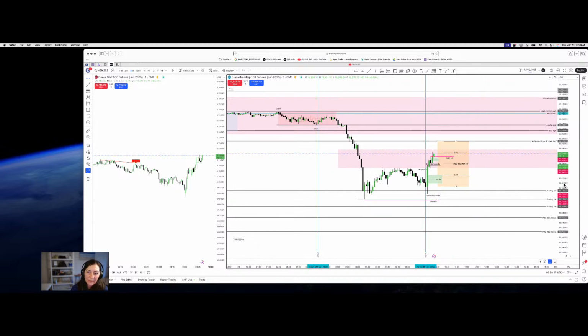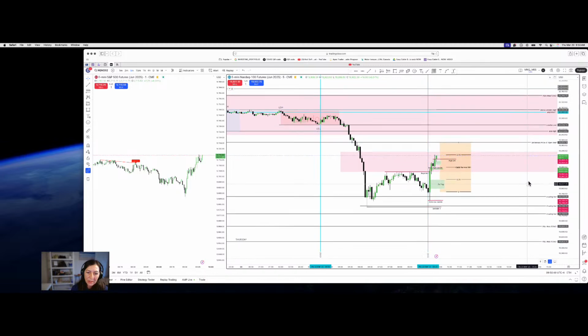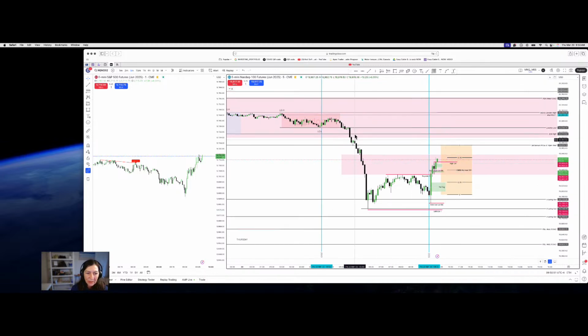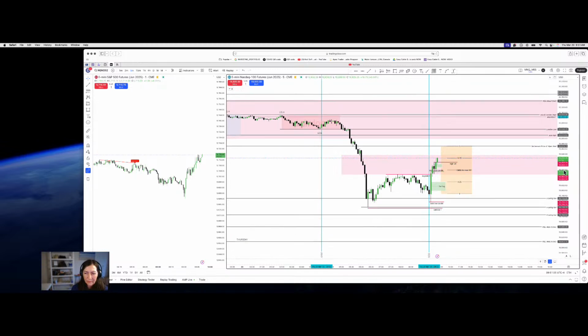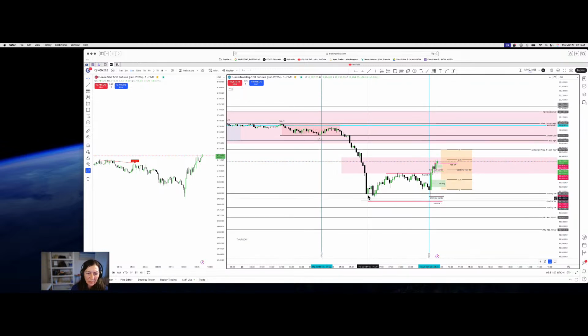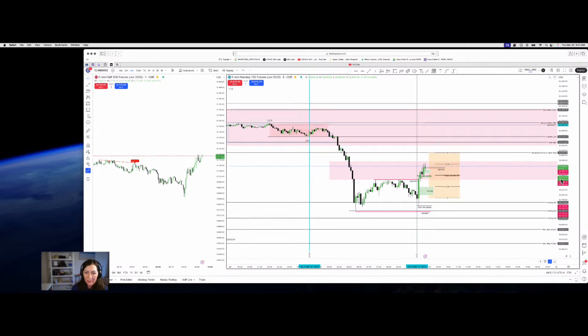To 950. Got the macro starting. Just kind of looking at this area here, this move down from London. This could be manipulation here and then distribution up. Could be.